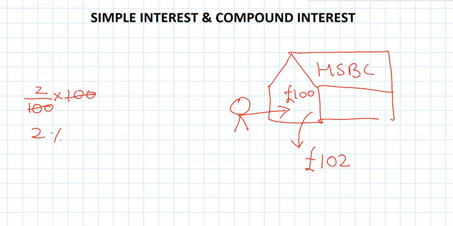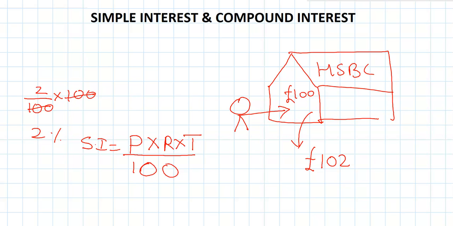Is that okay? So simple interest is given by this formula. P times R times T divided by 100. Okay. Now, what is P, what is R, and what is T? I'm going to explain. Yes, Janal, you want to say?